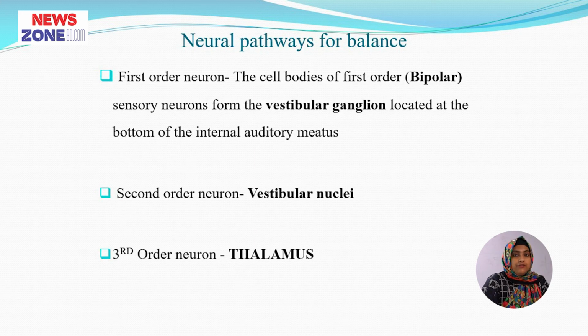And the neural pathway for balance, that is the vestibular pathway. The first order neuron is a bipolar sensory neuron from the vestibular ganglion, which is located at the bottom of the internal auditory meatus. The second order neuron is the vestibular nuclei and the third order neuron is the thalamus.